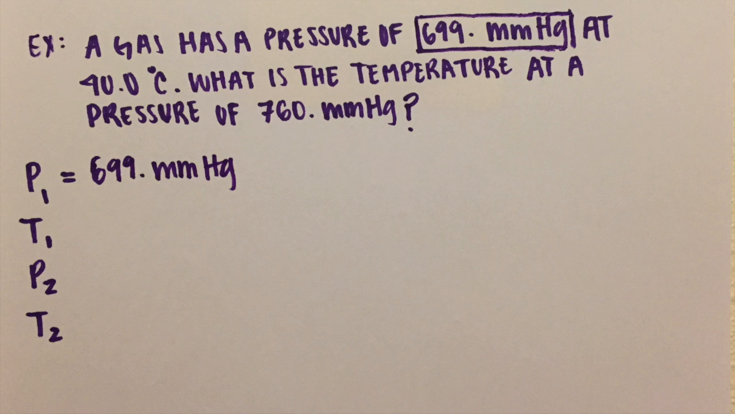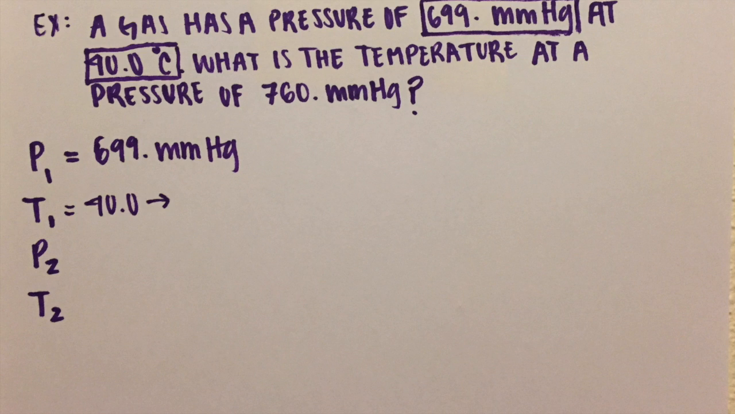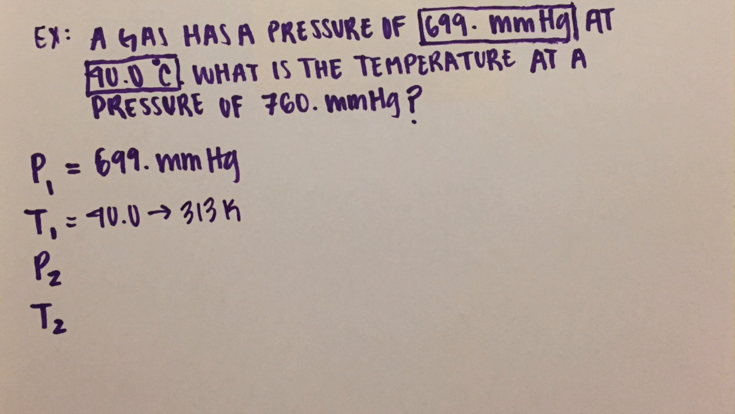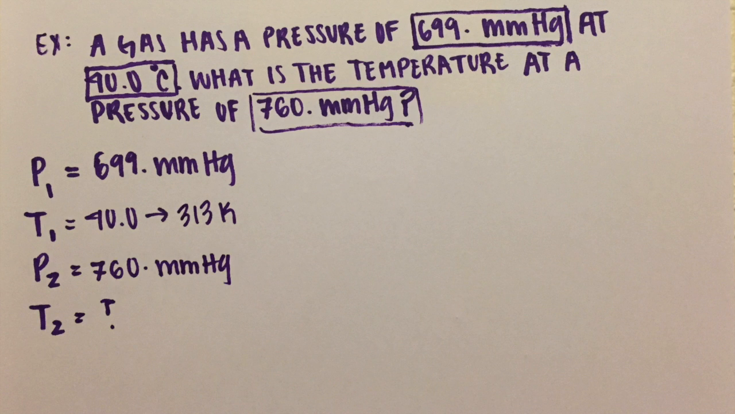First, you'll need to sort out your temperature and pressures. Your first pressure will be 699 millimeters of mercury. Now for your temperature, convert 40 Celsius into Kelvin by simply adding 273 Kelvin. Your answer for your first temperature then should be 313 Kelvin. Finally, your second pressure will be 760 millimeters of mercury, and you will be looking for your second temperature.